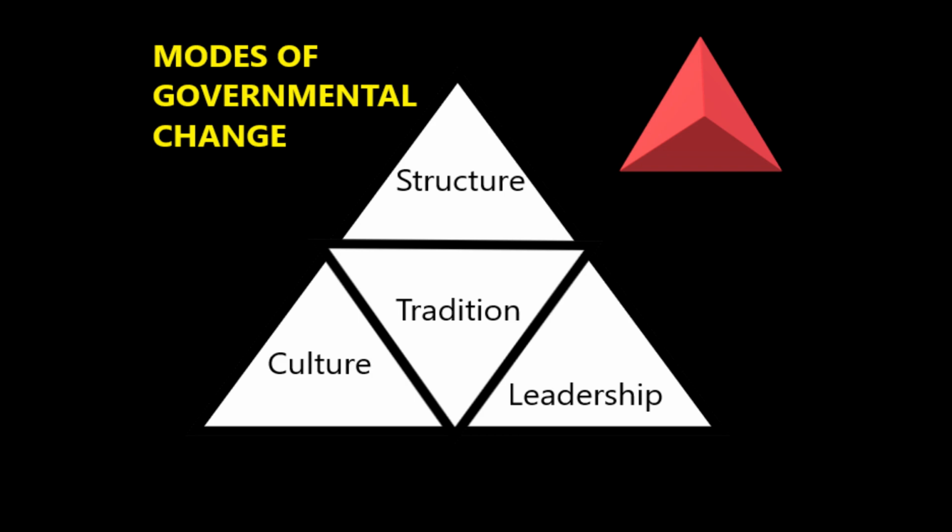So anyway, there are four of these modes of governmental change, and in theory, they could map onto a tetrahedron, but I will go over my theory here. So the first one is tradition. Now, by tradition, I do not mean the general cultural tradition of the people. What I mean is the governmental tradition.